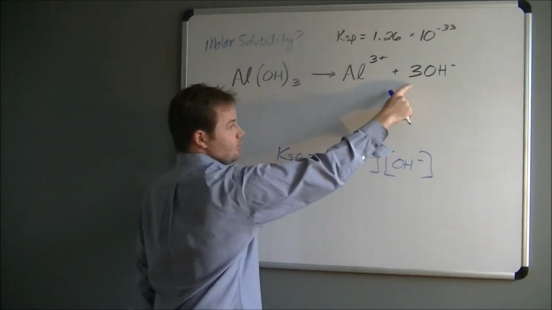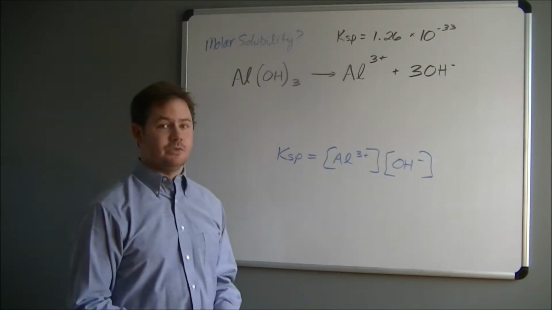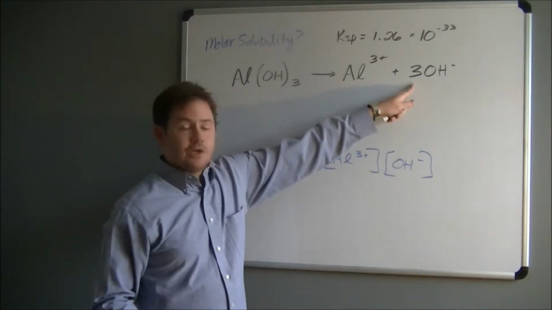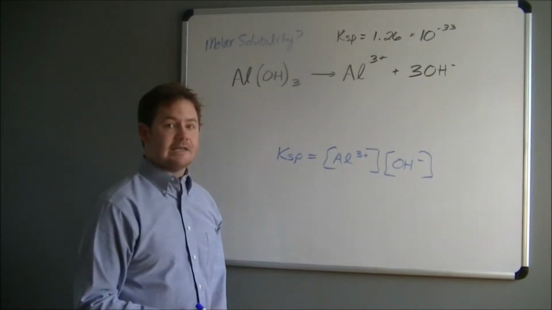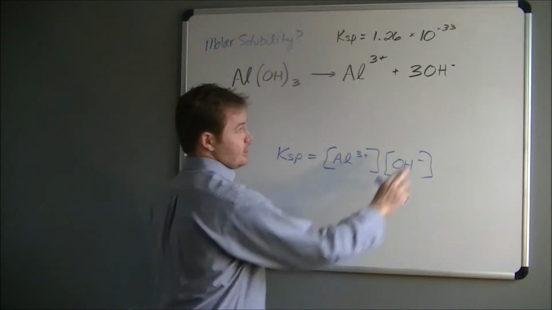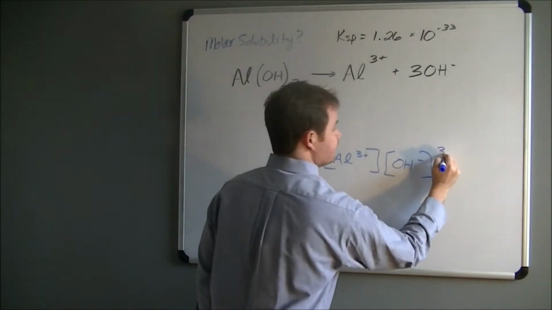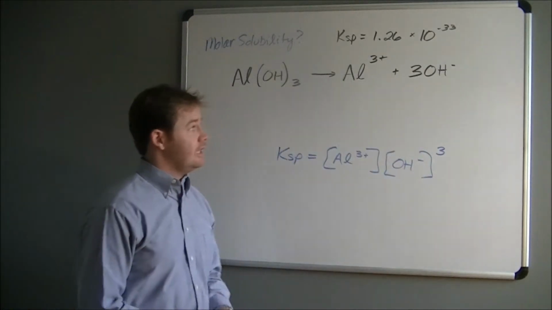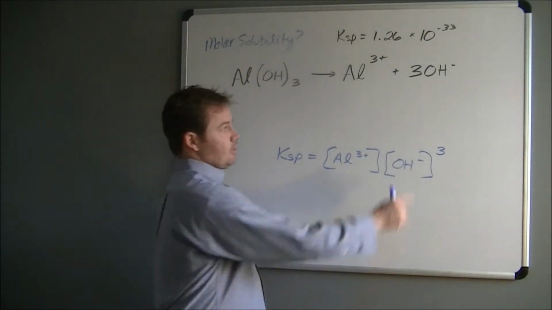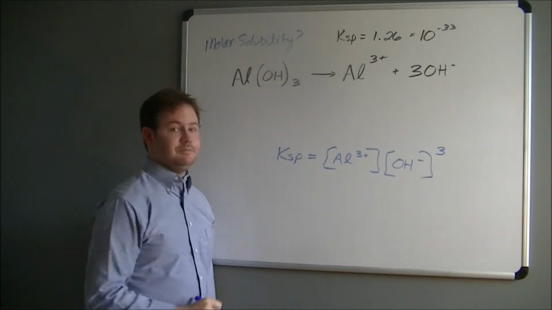Now we mentioned that this coefficient would come into play in this problem, and this is exactly where we're going to use it. So whatever your coefficient is on your product side for your KSP expression will act as an exponent on the concentration of that particular species. So here the hydroxide ion will have an exponent of 3, since in the reaction itself it has a coefficient of 3. So remember, coefficients get used as exponents when setting up your KSP expression.